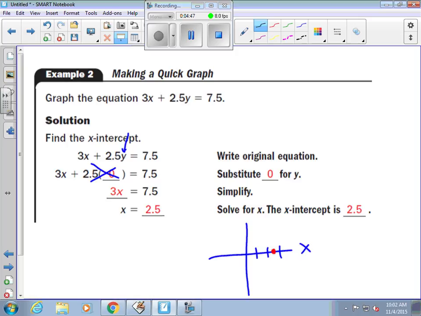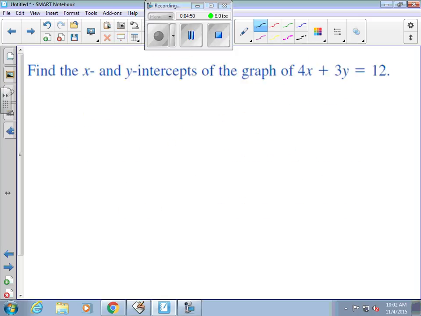Okay, on the back, everybody, let's find the x and y intercept of 4x plus 3y is equal to 12. Remember, when you're looking for an intercept, plug in 0 for the opposite letter. Let's take it in steps. Look for the x-intercept. Let's take about 20 seconds to do that.